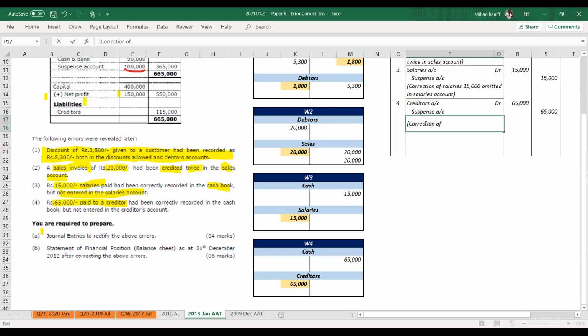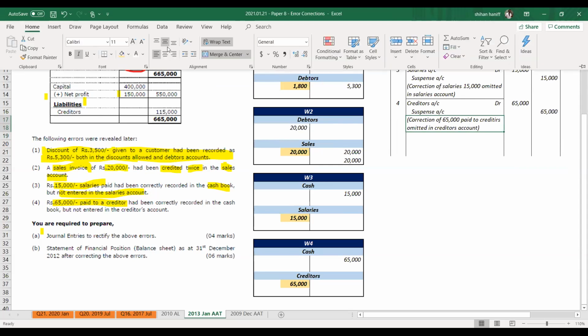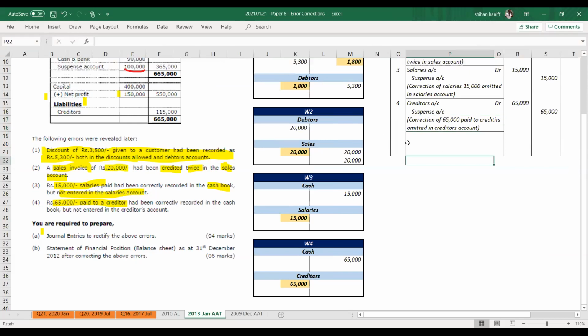Now, 65,000 paid to creditors omitted in creditors account. So those are the errors.